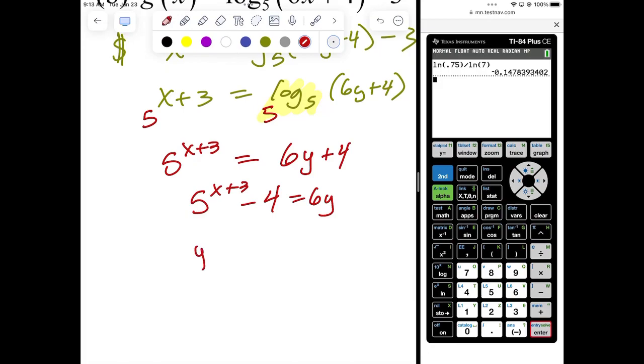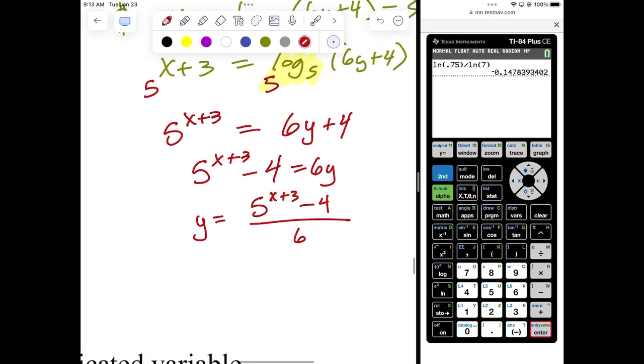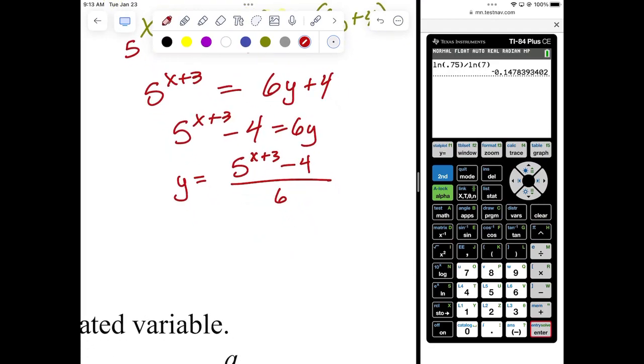And then how do I solve for y? Divide by 6. So I get 5 to the x plus 3 minus 4, all divided by 6. Now I'm going to do two things. The first thing I'm going to do is call that g inverse of x, give it a new name, and then instead of dividing by 6, it's like multiplying by 1/6. So that'll be a 1/6 times 5 to the x plus 3 minus 4 over 6. Distribute the 6. Now, what happens to the minus 4 over 6? It becomes 2/3, yeah.